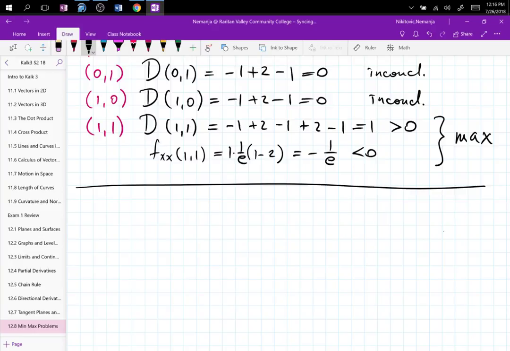Some of your facial expressions are just priceless at this point.